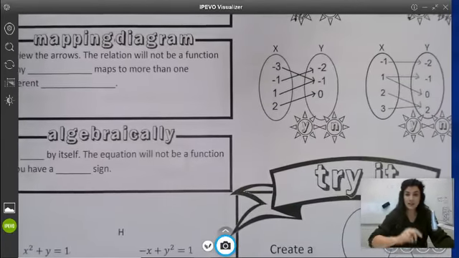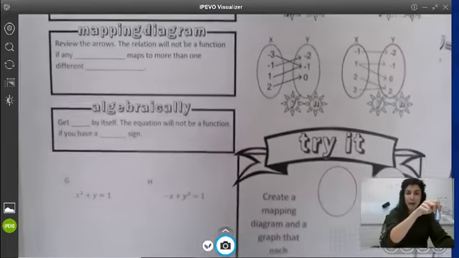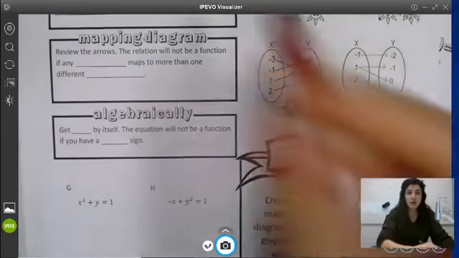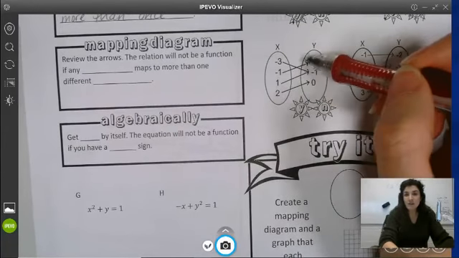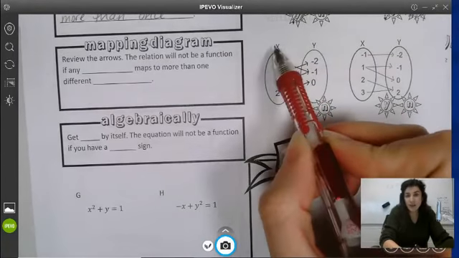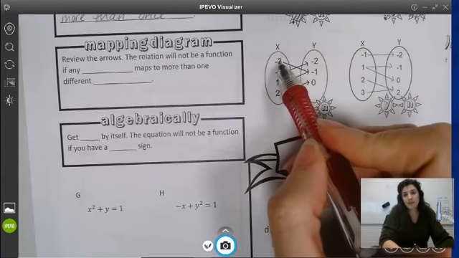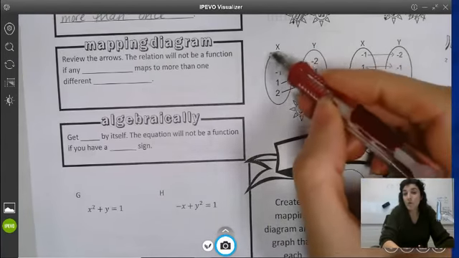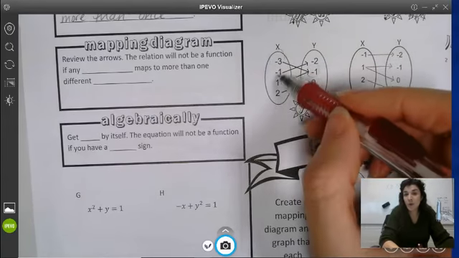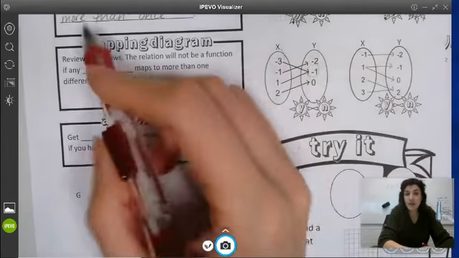Our next way of seeing a relation is via a mapping diagram. This is a mapping diagram. It's kind of like a table, but instead of all of the points being listed out horizontally, like here's your x and here's your y, it's like your -3 goes to -1. And that's all a mapping diagram is. So your point would be (-3, -1), or (-1, -2).